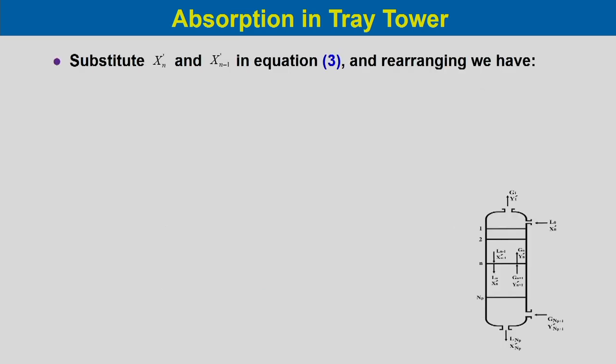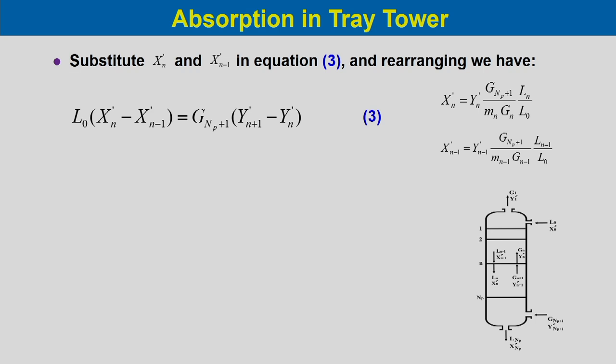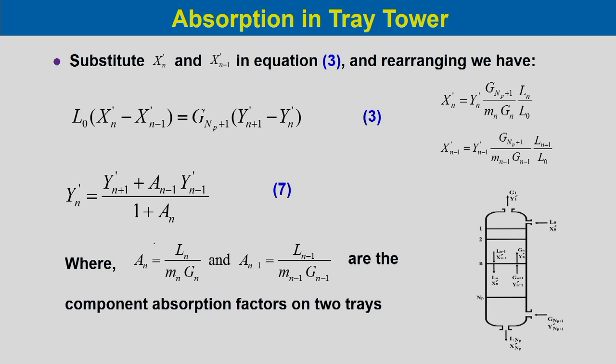Now, if we substitute x_n' and x_{n-1}' in equation 3 and then we rearrange the same. So, this is x_n' and this is x_{n-1}' as we have derived before. This is the equation 3. Now, if we substitute these two, it will give y_n' would be equal to y_{n+1}' plus a_{n-1} into y_{n-1}' divided by 1 plus a_n. In this case, a_n is equal to L_n by m_n G_n, and a_{n-1} is L_{n-1} by m_{n-1} into G_{n-1}. So, these are the components of absorption factors on two trays for a_n and a_{n-1}, so nth tray absorption factor and n minus 1 tray absorption factor.